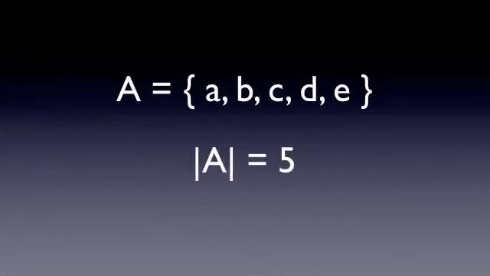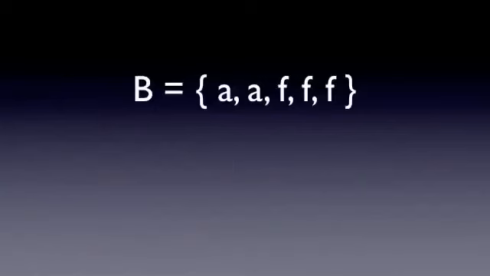The notation for cardinality is 2 vertical lines on each side of the name of the set. This is similar to the notation used for absolute value. Now let's take a look at set B. In this case, set B contains 5 elements, but because the elements are duplicated, set B only has a cardinality of 2. Remember, the cardinality of a set is the number of distinct elements, so duplicates are not counted.